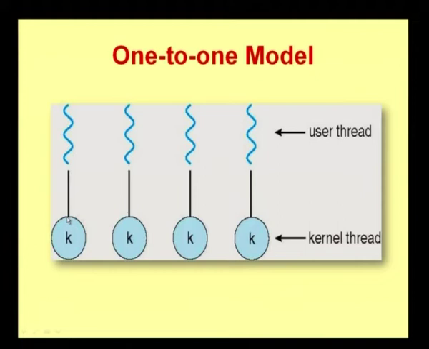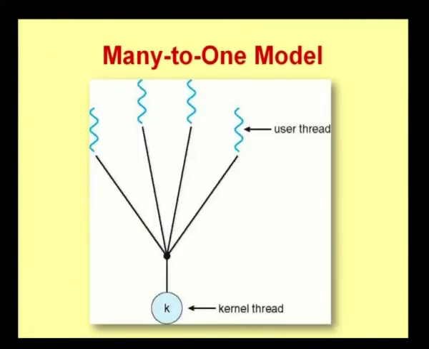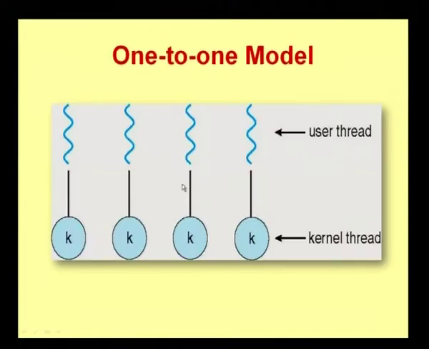Compared to the previous model, in the many-to-one model many threads are used by a single kernel thread. The execution time there is slower, because the kernel can serve only one thread at a particular instance of time, whereas in the other case many threads are possible.